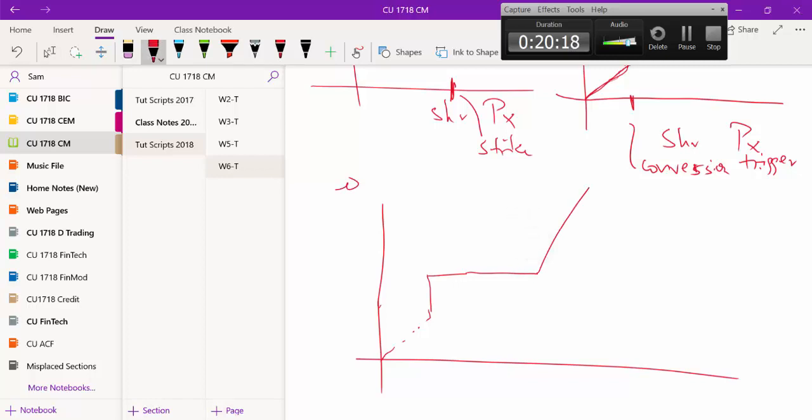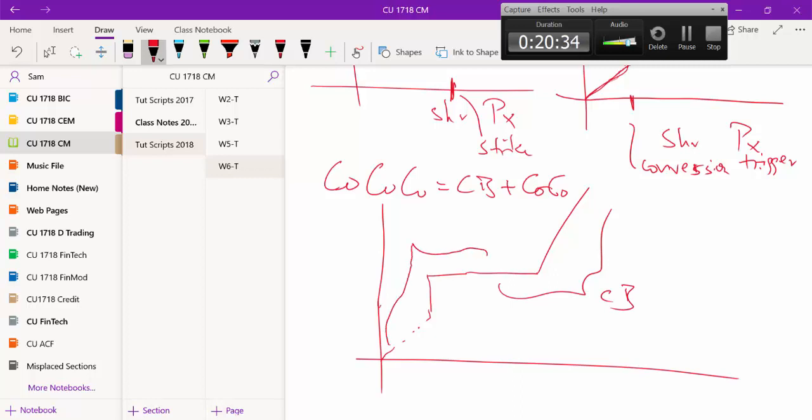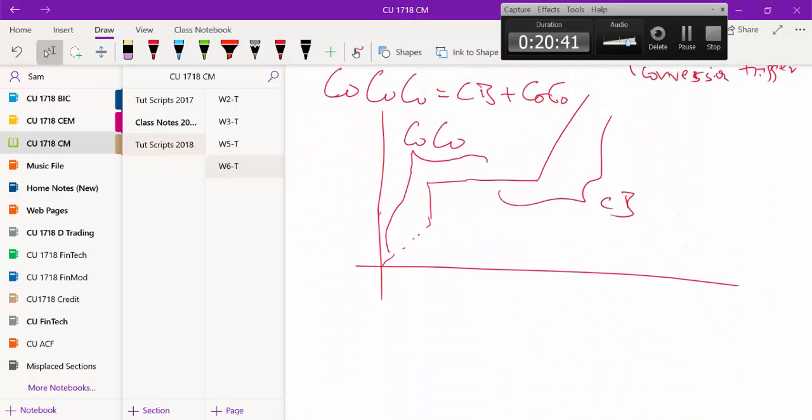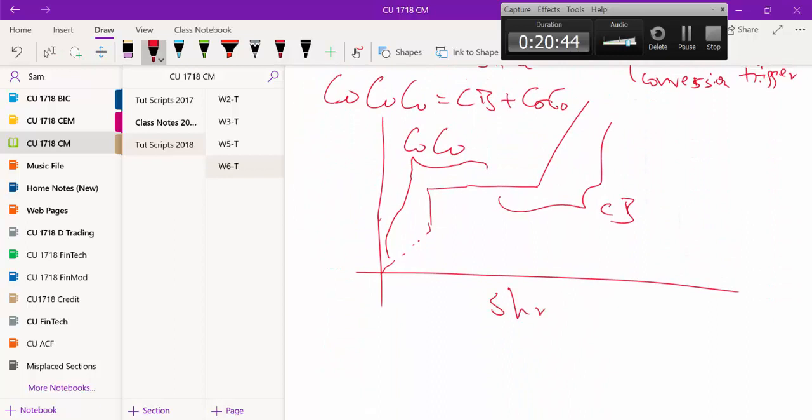So a COCO is equal to a CB plus a COCO put. This is the CB part, and this is the COCO part. All I've done is adding these two diagrams and making it into one diagram. Okay, so I want to just mention that quickly. This is your wealth at maturity.